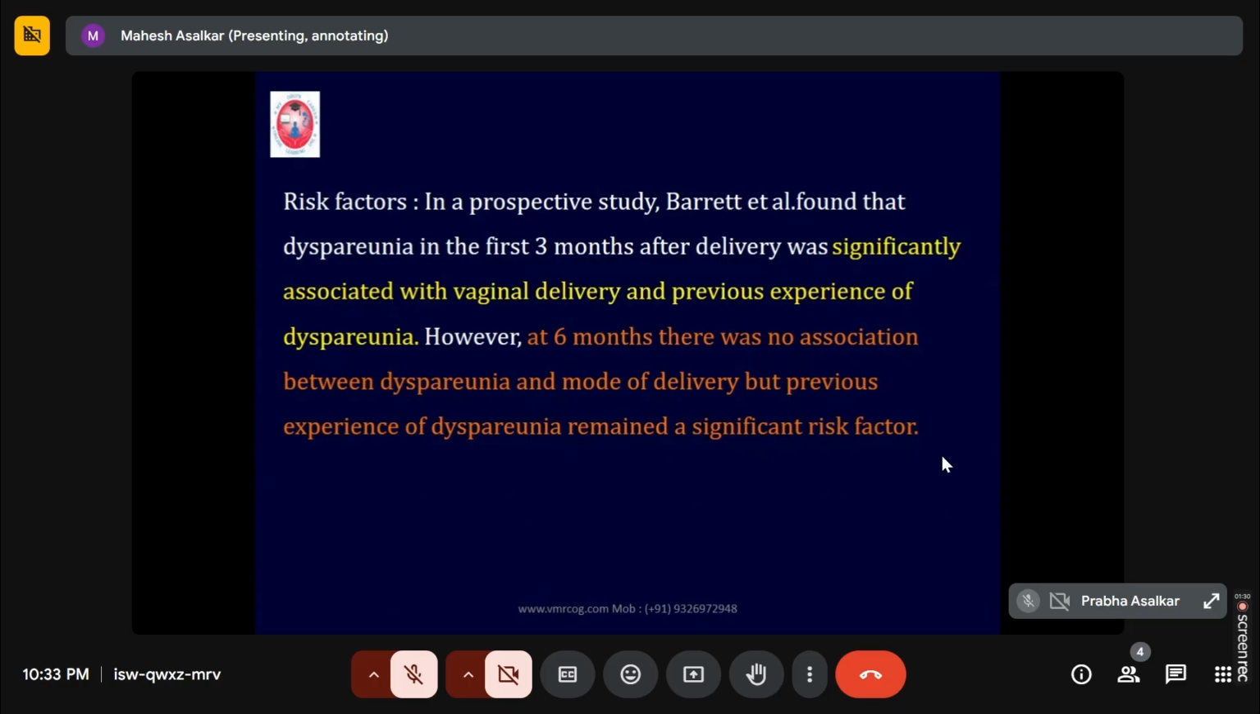However, at 6 months there was no association between dyspareunia and mode of delivery, but previous experience of dyspareunia remained a significant risk factor. So the mode of delivery does not have an effect by around 6 months. Up to 3 months, definitely with vaginal delivery there will be dyspareunia, but around 6 months there is no association with the mode of delivery. However, patients with previous dyspareunia will continue to have dyspareunia.